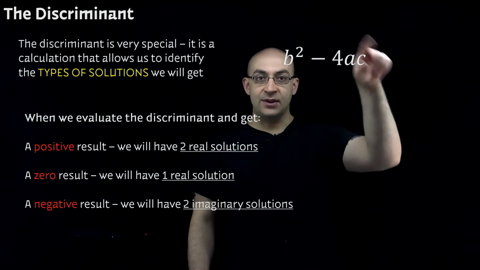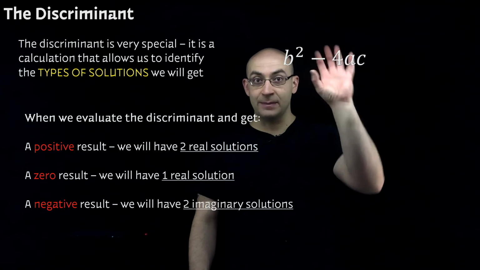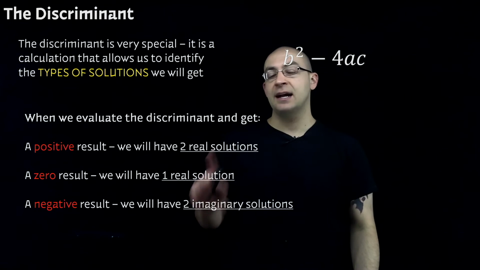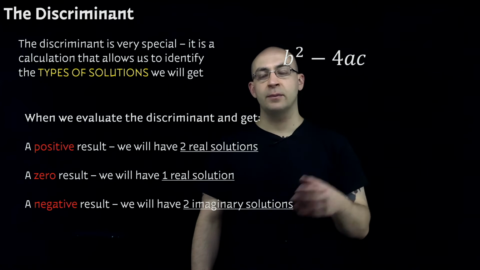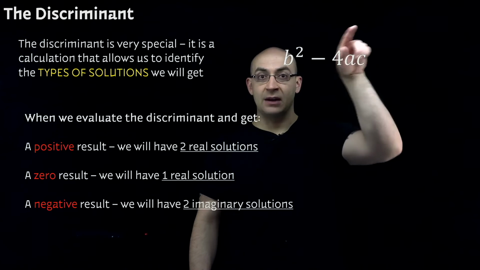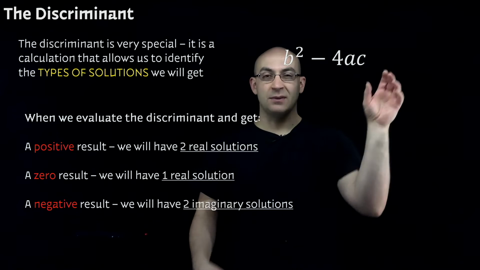If we evaluate the discriminant and we get a 0 result, meaning this whole thing becomes just 0, that means we're only going to have one real solution. And the reason for that is because, remember back to the quadratic formula, if I get 0 under the radical sign, the square root of 0 is just 0. And then whatever number's in front, it's plus or minus 0.